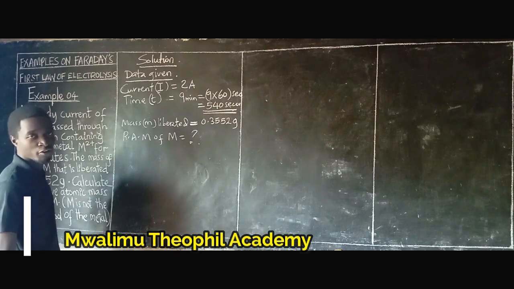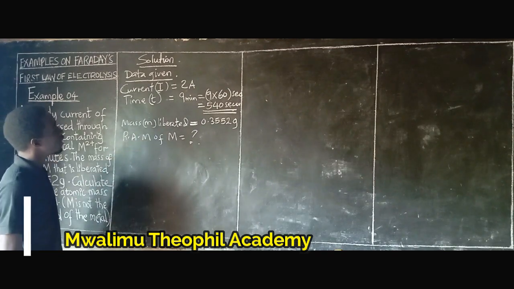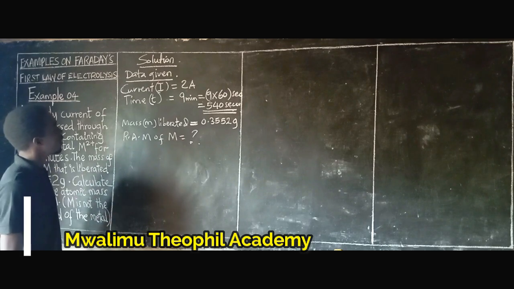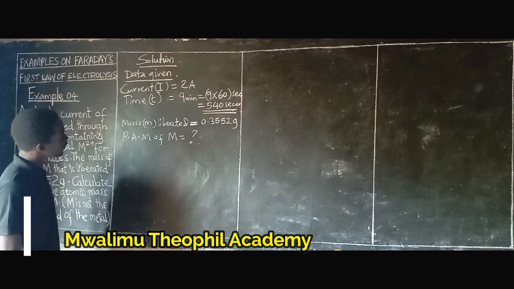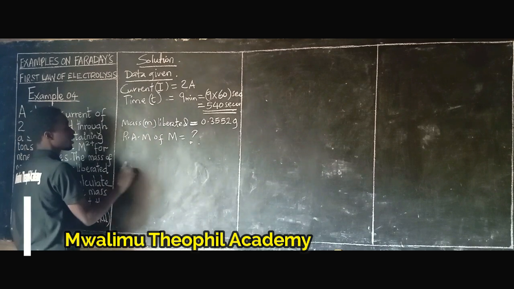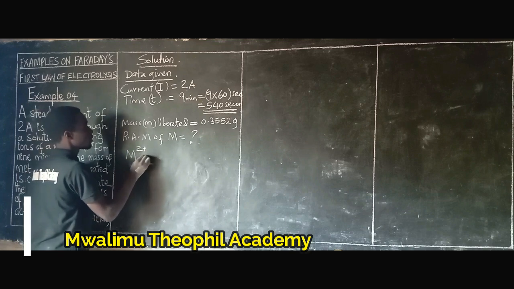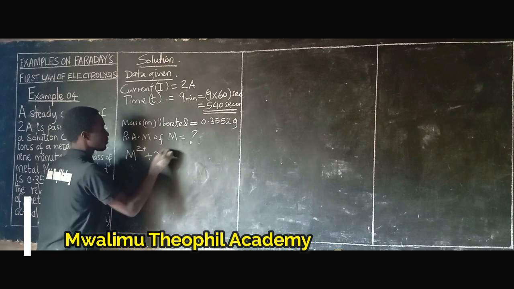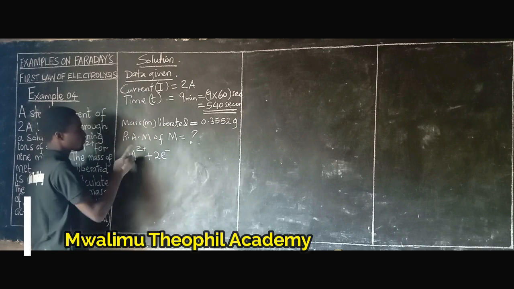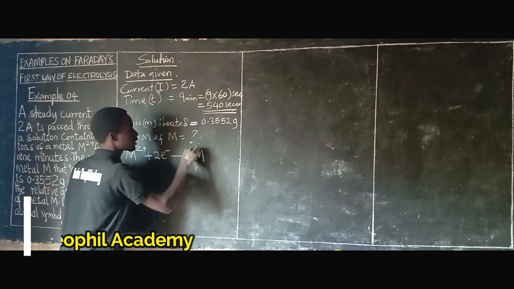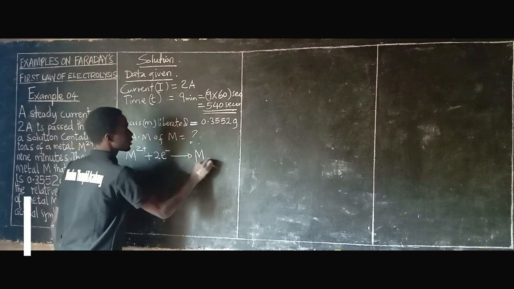as we can't get the electrochemical equivalent. The only way we have here is to solve by first writing the balanced chemical equation for the reduction of M ions to form M as a metal. Now let us start looking at this equation. At the cathode, M ions will gain 2 electrons. 1 mole of M ion will gain 2 electrons to form M as a metal, as you see here.